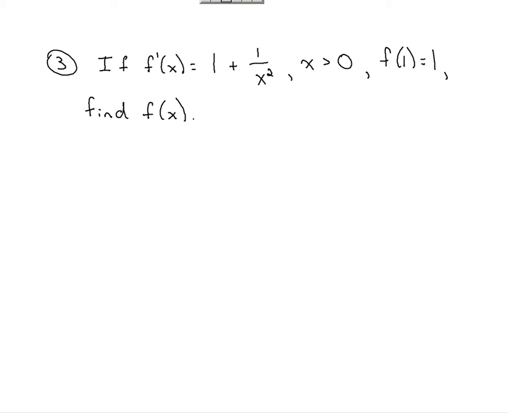Okay, so if the goal is to find what the original function is and we're given the derivative, what we want to do is take the antiderivative of that derivative, because that helps us take that step back to what the function is. So I apply my little integral symbol here to show that I'm taking the antiderivative. I apply that to 1 plus 1 over x squared. Right, 1 plus 1 over x squared is my derivative.